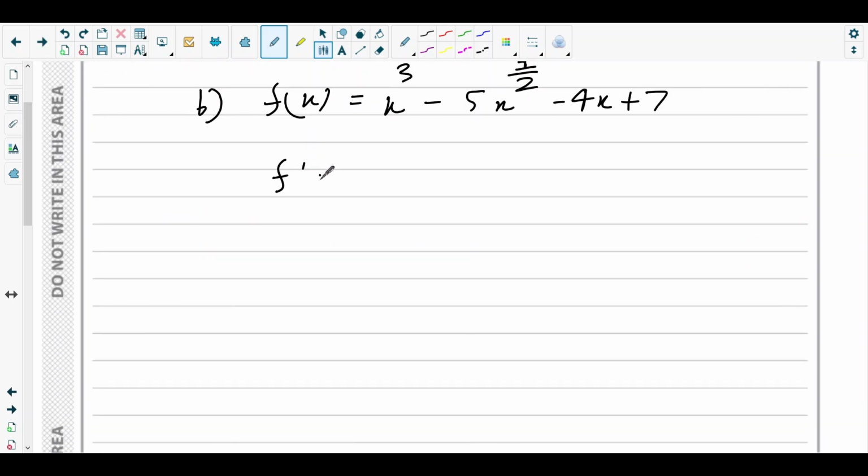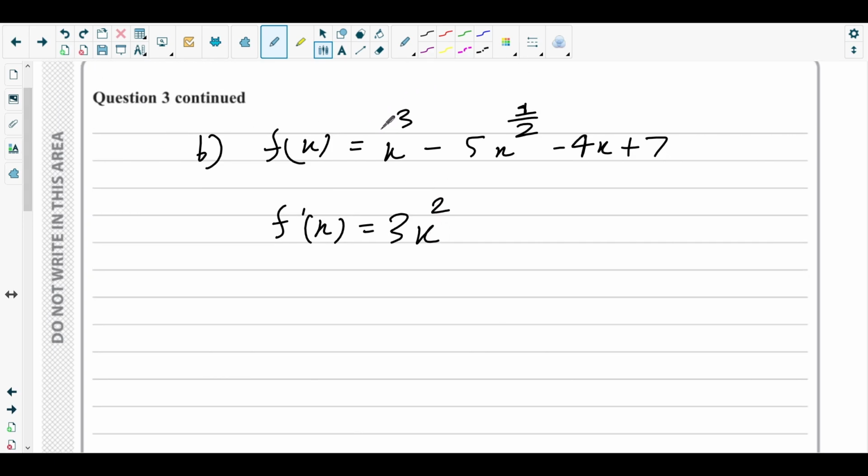So f dash x would be 3x squared, right? We multiply the power with the coefficient of the variable. The coefficient was 1, so 1 times the power, which is 3. So 3 comes here, and then we subtract 1 from the power. So 3 minus 1 is 2. Same goes for the second term. It will become negative 5 over 2, as we multiply with the power, and then we subtract 1 from the power. So half minus 1 is basically negative half.